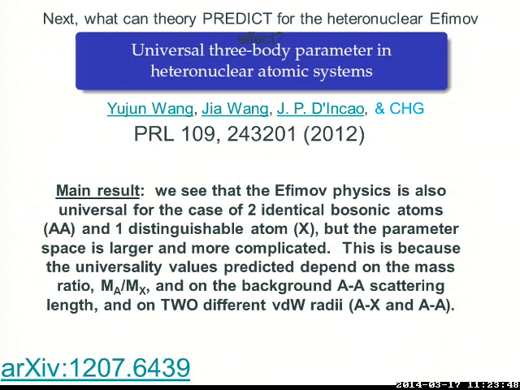There's a mass ratio between the two heavy atoms and the light atom, and there are two different van der Waals length scales in the problem, and there is a background scattering length for the two equal atoms. So in the end, we just mapped out the three-body parameter as a function of many of these variables and made predictions for several of the atom systems that we knew were of interest.